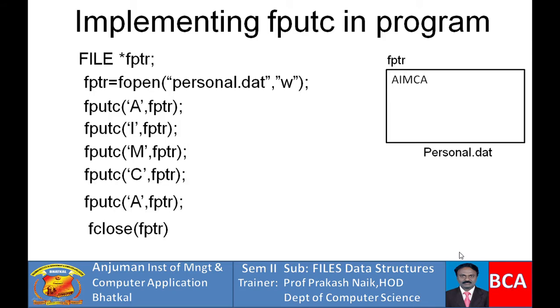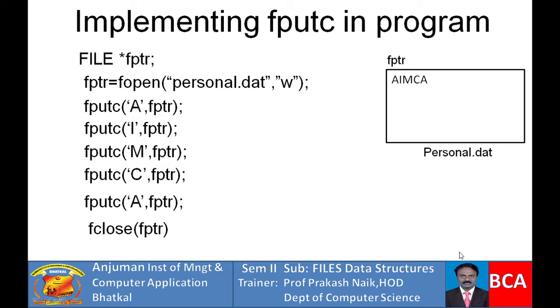Next, we can see fputc('M', fptr). After I, M has been added. fputc('C', fptr). After AIM, C has been added. fputc('A', fptr). After AIMC, A has been added. So on the screen, you can see in the file personal.dat, the word AIMCA has been added.